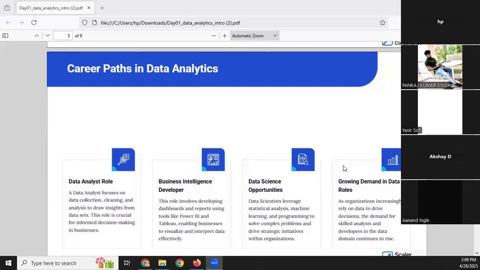Draw insights from data sets. This role is crucial for informed decision making in businesses. In business intelligence development, the role of a data analyst is to present dashboards and insights, enabling the business to visualize and interpret data effectively.